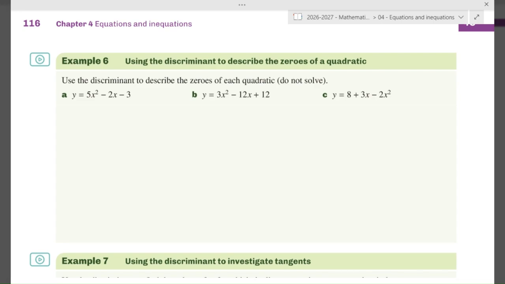Okay, so we are doing example 6. We've actually already done this one in class, but I'm doing a recording of it anyway. So we're using the discriminant to describe the zeros of each quadratic. When we're describing zeros, we want to know whether there are two rational ones, one rational one, or a double zero, or whether there are two irrational zeros. The way we do that is remember that you've got three options for the discriminant.